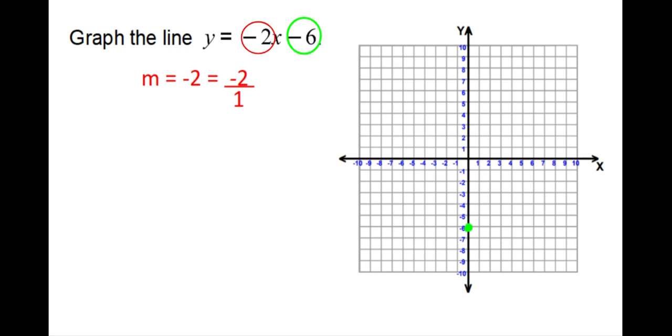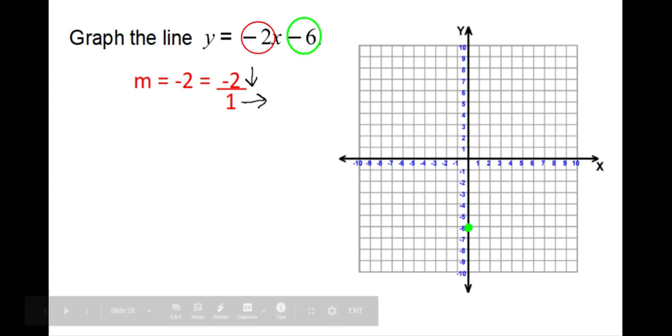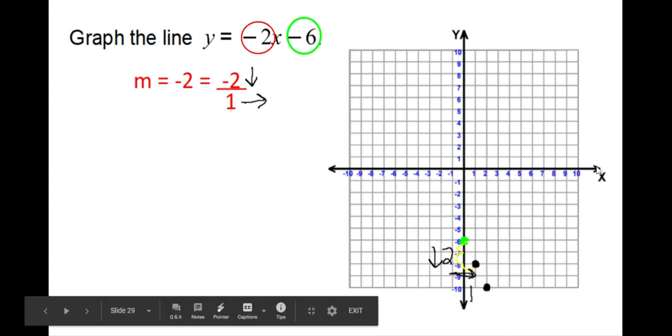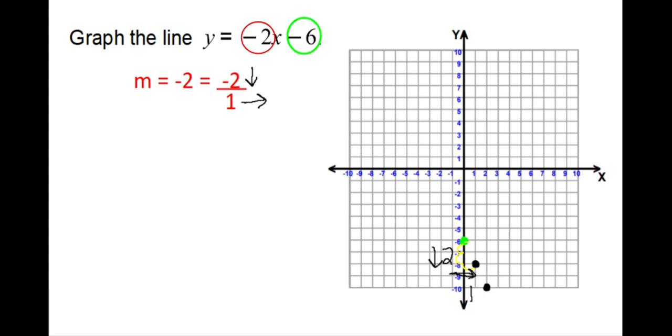Now that -2 on the top tells me that I need to move down, and then the +1 on the bottom tells me that I need to move right. So from my green dot that you see here at -6, I'm going to move down 2 and then right 1, and then down 2 and right 1, and then I'm out of space. So in this case, I could just draw my line the way that it is because I have my 3 points.